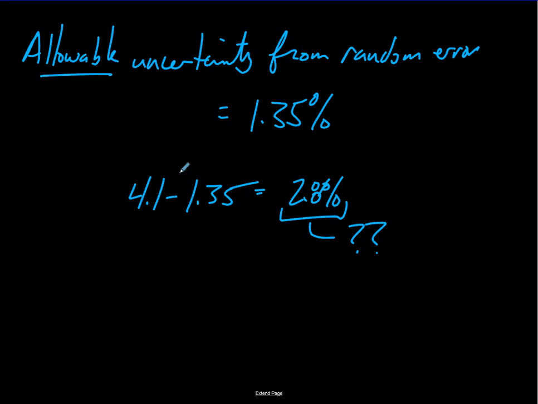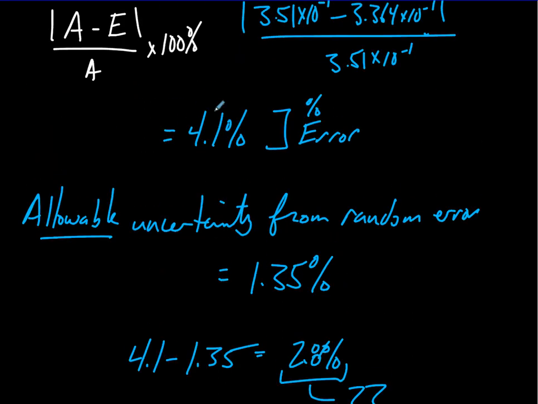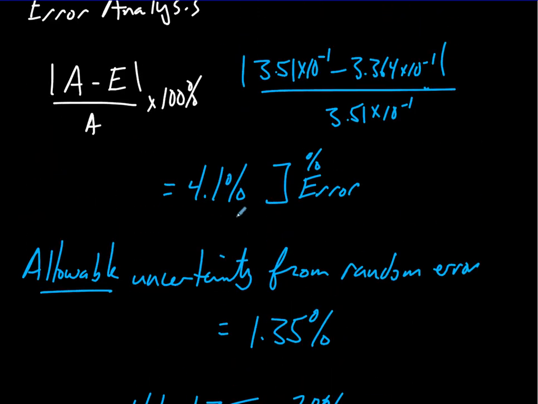Now, what would have happened if you did this and you only came out with a 1% error? What would you say then? Let's say you did this calculation, a minus e over a, and you only got 1%. What would you say about that? Yeah, Kaylee. Yeah, I'm in the allowable uncertainty. I did a good job. I read my tools correctly. I accounted for error, and I'm good.